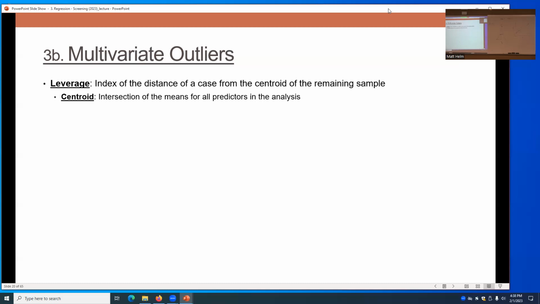So think about your leverage and your centroid. If I've got X and Y, and I say, all right, here's the mean of X, the mean of Y, this is the intersection of those two variables. If I throw out a third dimension, now my centroid exists out here in three-dimensional space somewhere. And if I add another predictor, now we're in four- and five-dimensional space, and it gets hard to conceptualize. But this is essentially what we're talking about in terms of your centroid. And then where does my case fall?